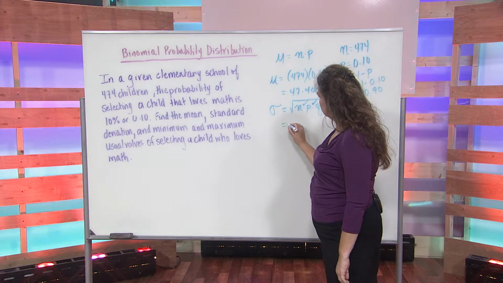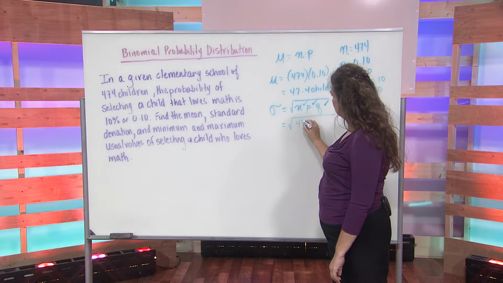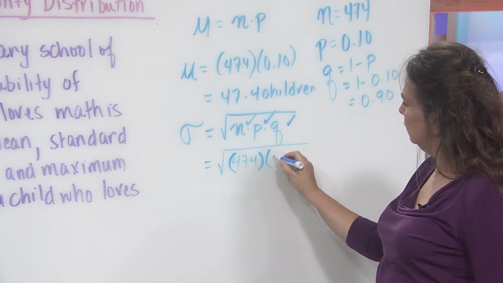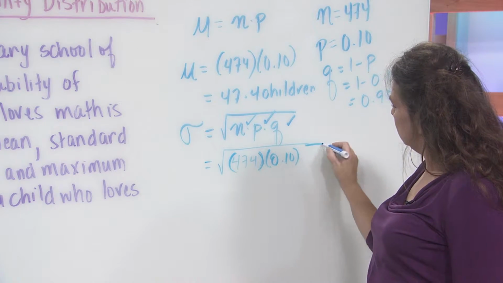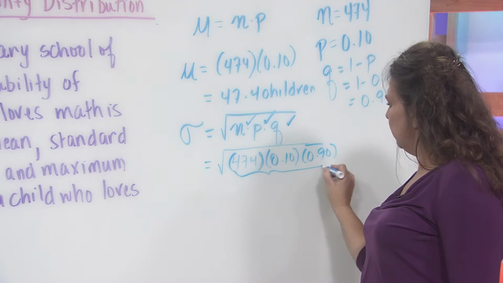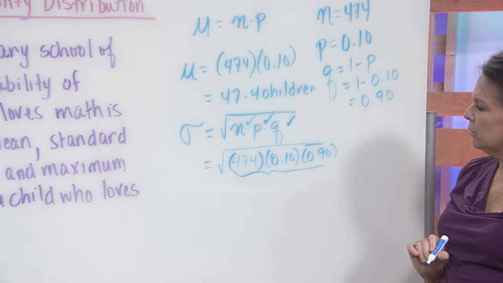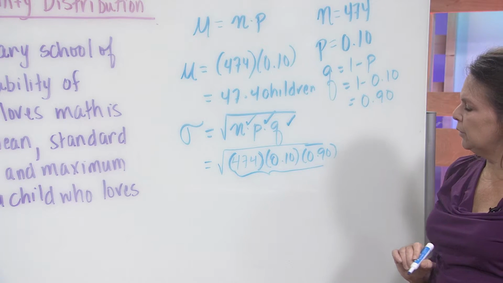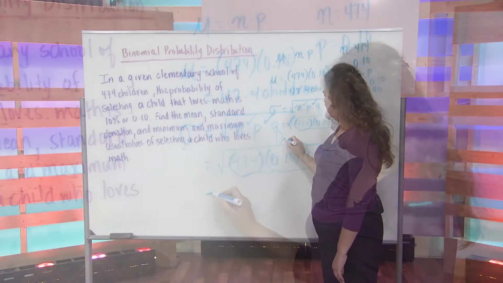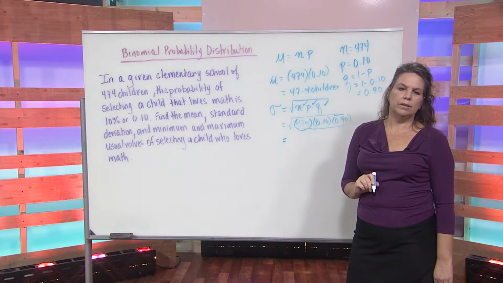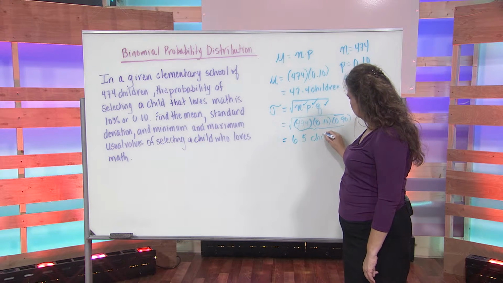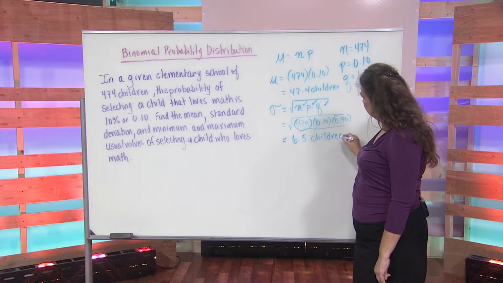So we have the square root of n, which is 474, times p, which is 0.10, times our q, which is 0.90. What you want to do first is multiply those three numbers in your calculator. And then when you do that, take your final answer, take the square root, and we'll get that the standard deviation is equal to 6.5 children in this case.